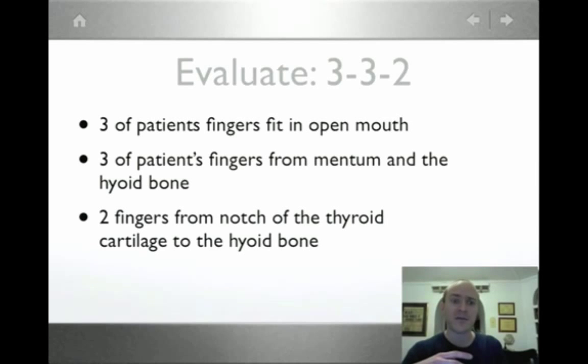Then it's 3 of the patient's fingers from the mentum, from the tip of his chin, back to the hyoid bone, so basically the side length of the chin should be about 3 of the patient's fingers. And then 2 fingers from the top of the thyroid cartilage, where you can feel your little notch, to the floor of the mandible, or the hyoid bone. So it should be 3, 3, 2. That's a sign that they have good anatomy. They don't have a real small jaw or something that's going to be hard to intubate.